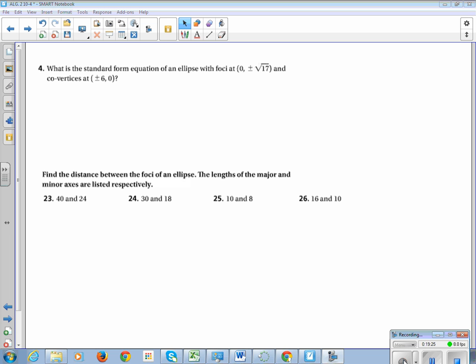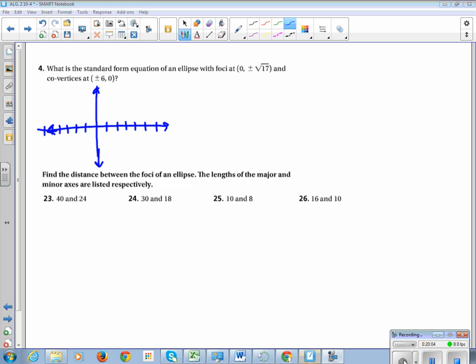All right, so here's a problem. What is the standard form of an equation of an ellipse with foci at (0, plus or minus root 17) and co-vertices at (plus or minus 6, 0)? Now, not necessary to solve this problem, but my brain cries out for a picture because it really likes to see what's going on.